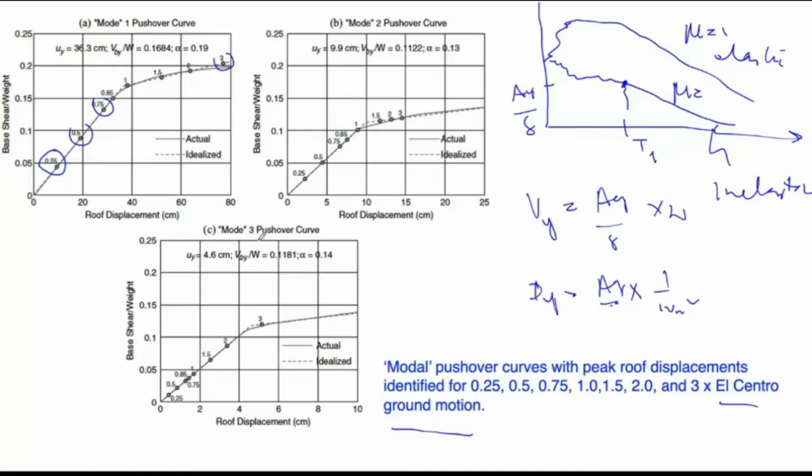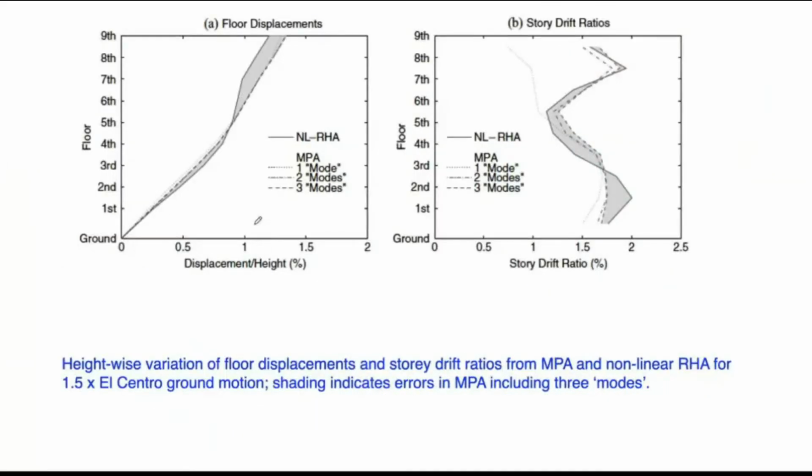So this procedure was tested for a 9-story building in predicting the floor displacement of the structure as well as in comparing the story drift ratio. If you look here, it is showing the nonlinear response history analysis, which is the actual dynamic analysis of the inelastic system, and then the MPA method, the modal pushover analysis procedure, which involved the static pushover analysis and then the computation of the base shear and the displacement for a single mode, for two modes, and for combining three modes.